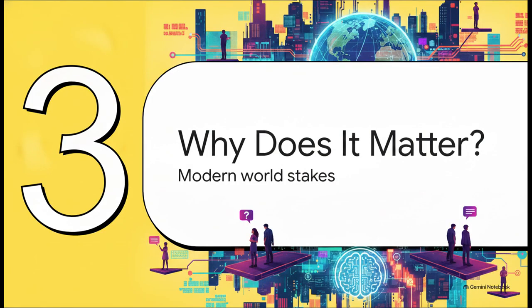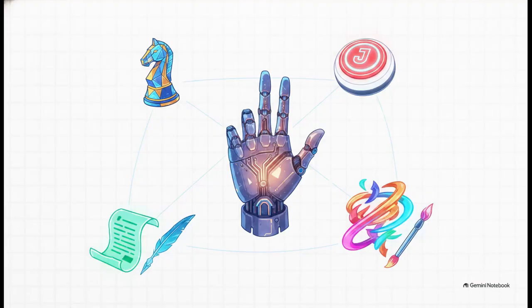Moving on to Section 3, why does it matter? Looking at the stakes in our modern world. Look, the reality is that artificial intelligence is no longer some room-sized calculator. It's absolutely everywhere today. It's embedded in our phones, it's drafting our emails, it's curating the feeds we endlessly scroll through. Just look at this current list of AI achievements.